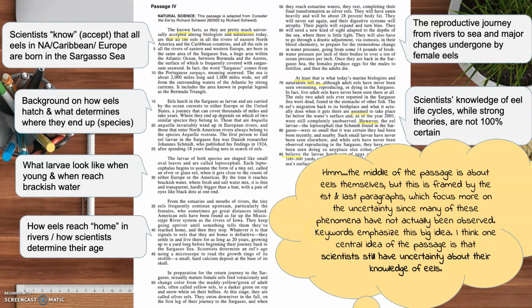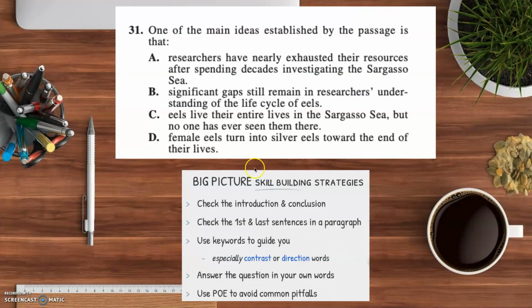So what I'm going to do now that I have looked at the first and last paragraph and I have looked for key words is put the central idea in my own words, try to answer the question on my own. And I think the central idea of the passage is that scientists still have uncertainty about their knowledge of eels. So now that we've done that, let's take a look at the question itself and see what answer choices we have. All right. One of the main ideas established by the passage is that, let's look at option A and start using process of elimination.